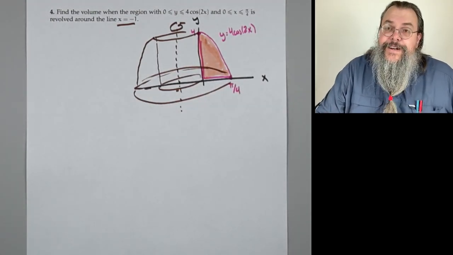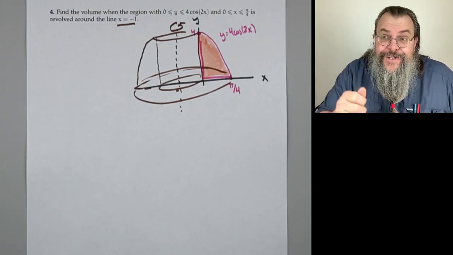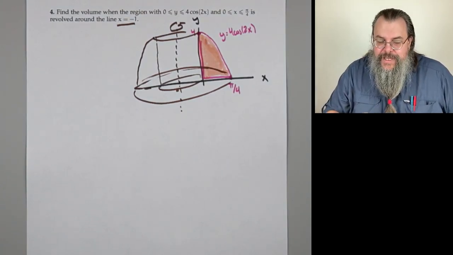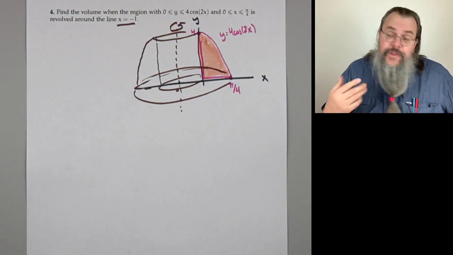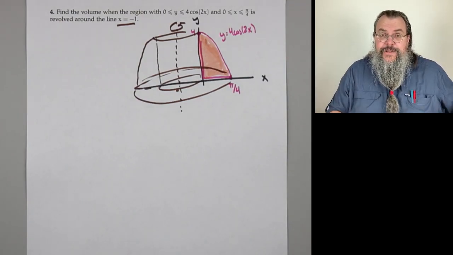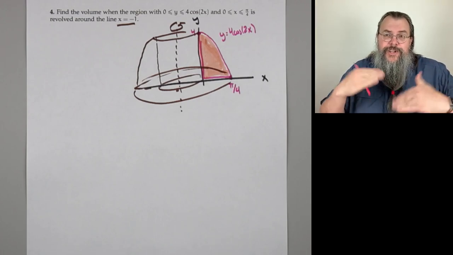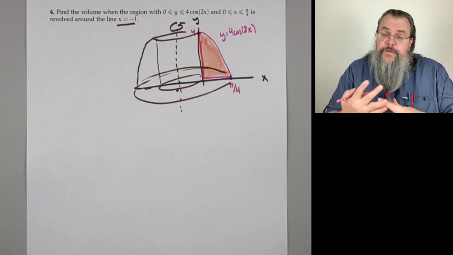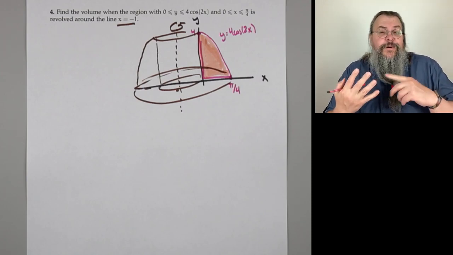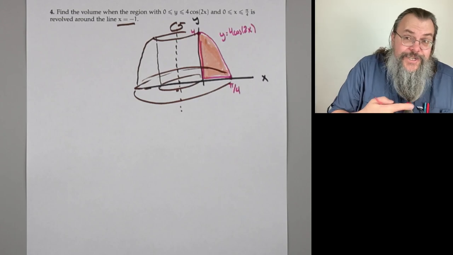Now, what technique are we using? We have to make a decision. How are we going to cut things up? Because depending upon how you cut things up, it will tell you what technique to use. Generally it falls into either shell or washer when we're talking volume. So are we shell or are we washer?